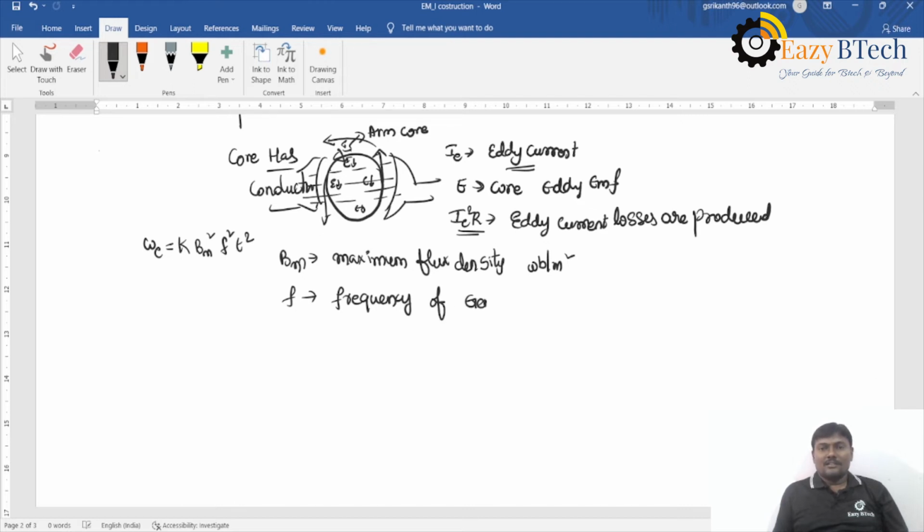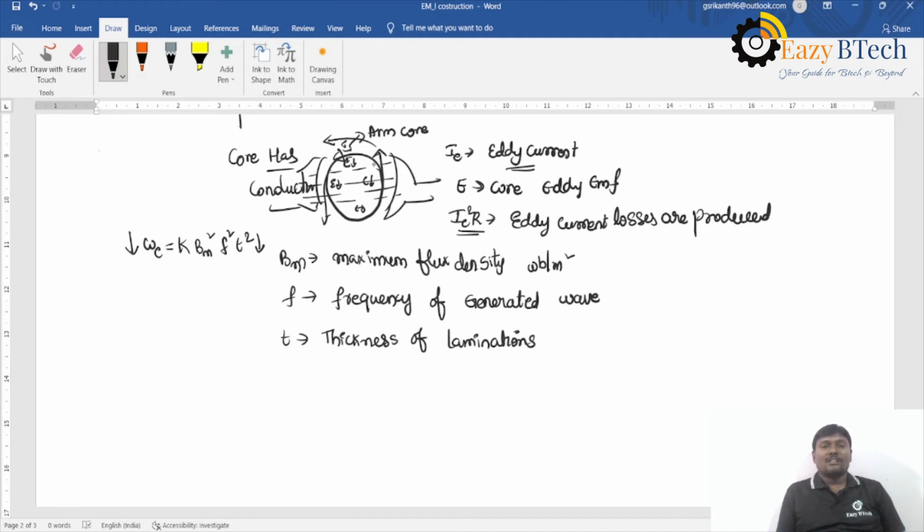F is the frequency of the generated wave, and T is the thickness of laminations. If we decrease the thickness of laminations T, then the eddy current losses also decrease.